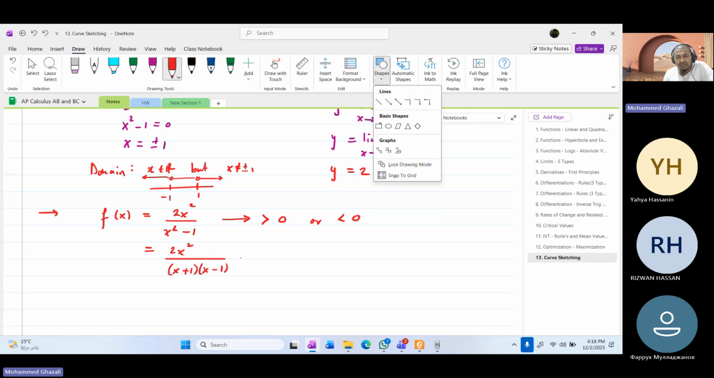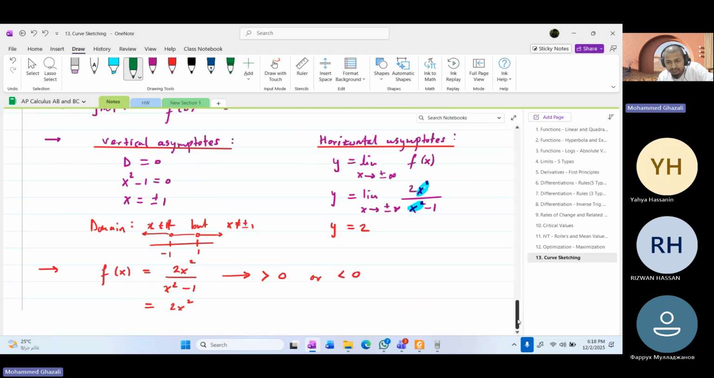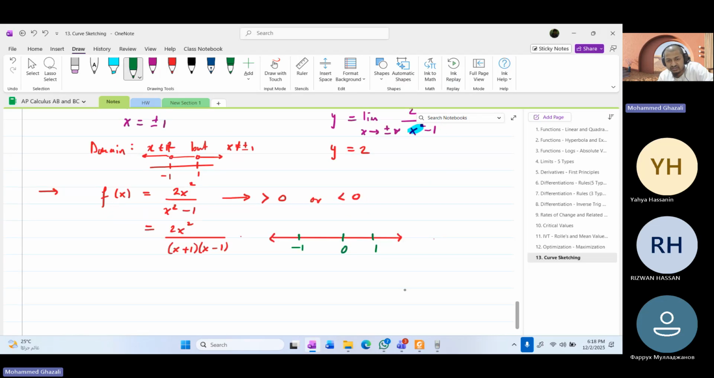Now, we have critical values, okay? Rizwan, you were asking me this question before, right? So these are all critical values: the numbers on the numerator and denominator. Numbers on the denominator are -1 and 1. Number on the numerator is 0. It's just that -1 and 1 are already used up because those are vertical asymptotes. So you only have turning points at those points there.